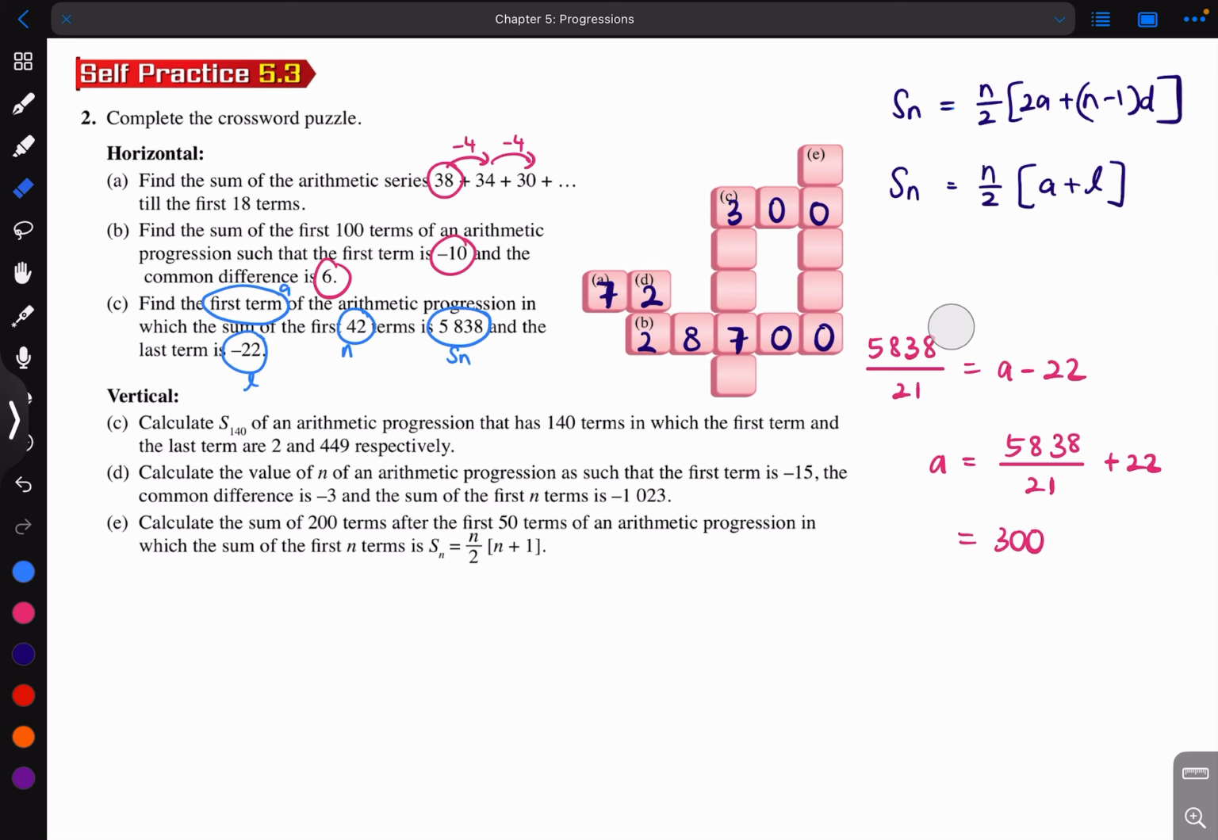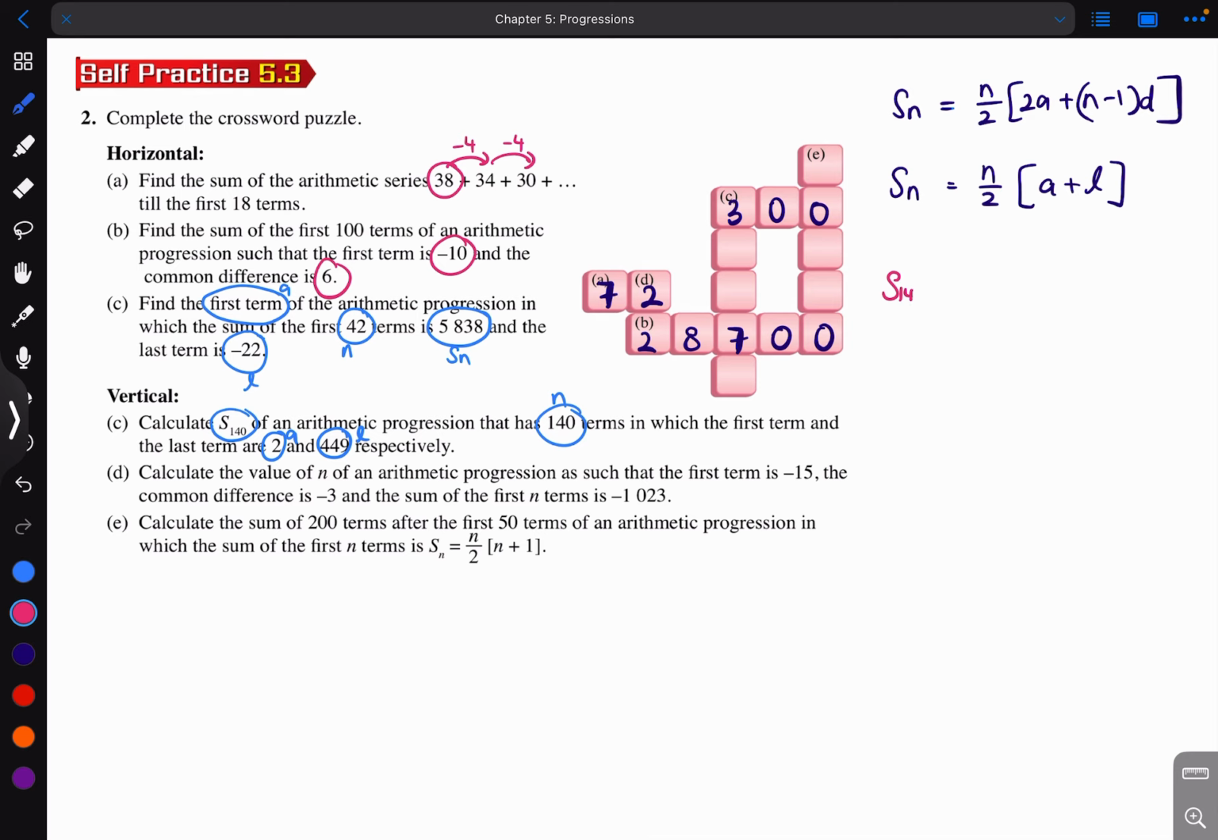Now let's look at the vertical. Calculate S140 of an arithmetic progression that has 140 terms, in which the first term and the last term, so this is a, this is L, are 2 and 449. Okay, we need to find S140. So S140 will be 140 over 2. We can use this formula since we have the first and the last term.